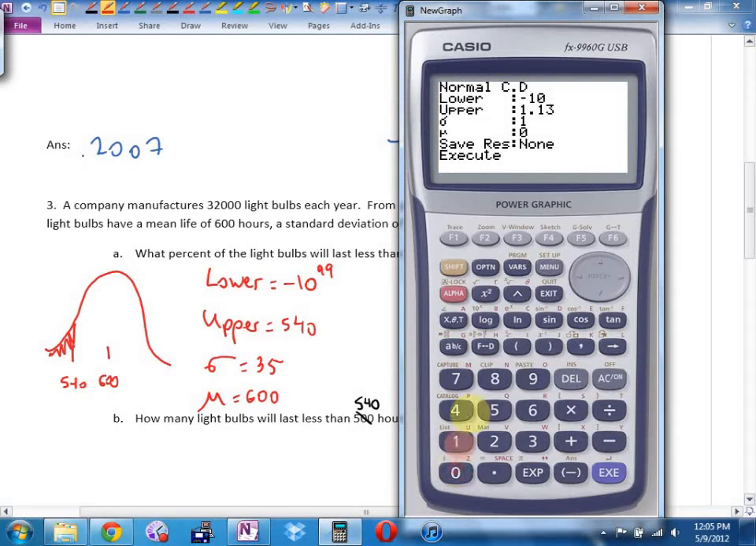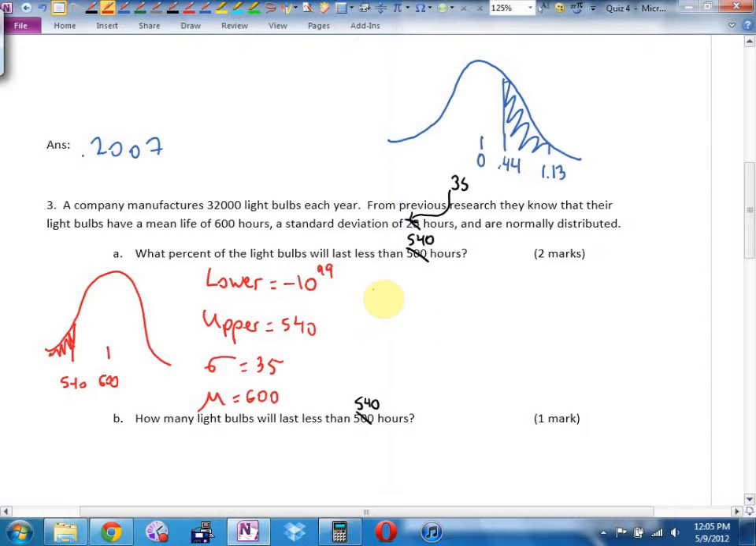negative 10 to the 99th, 540, 35, 600, 100. You get 0.0432. I told you if you're using your calculator, you have to show me work. So yeah, on the test, same deal. Okay. Right, I said, if you're using your calculator, you've got to show me what you typed in.